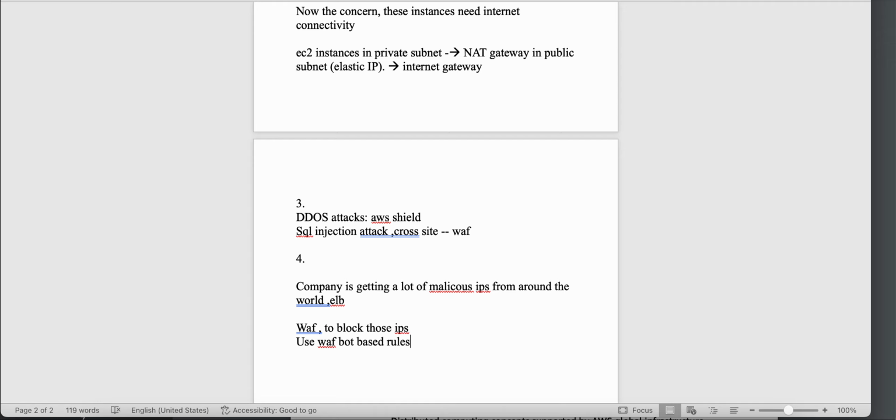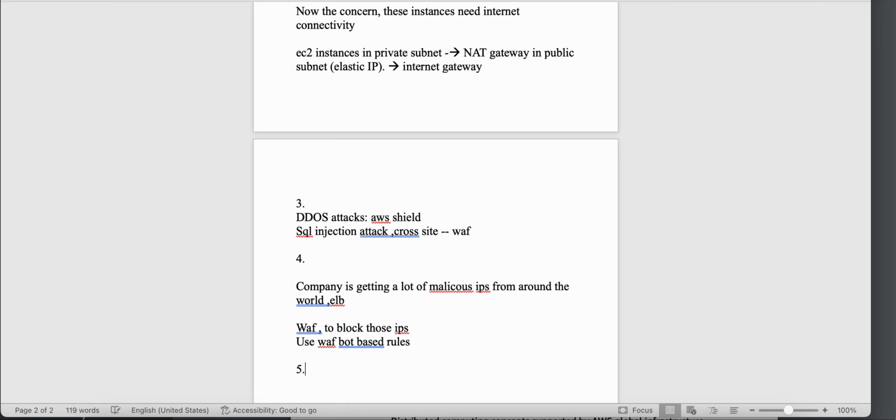But if the issue was due to bots, and you use the WAF bot-based rules, the issue could be eliminated. So the question was not clearly worded, but I guess the first option looks better than this. Still, we do not know the answer, so it's a bit confusing, right?